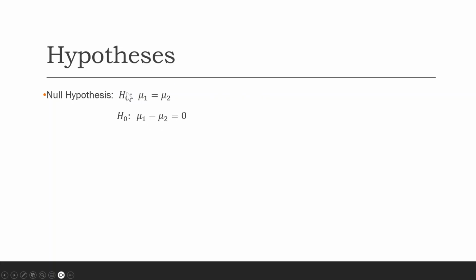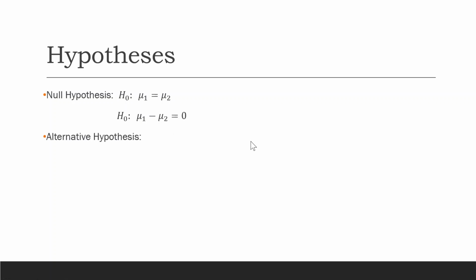All right. So you don't have to write your null hypothesis both ways. You can choose whichever one. I will probably be using the second way, but it's equivalent, right? It really doesn't matter which way you use.